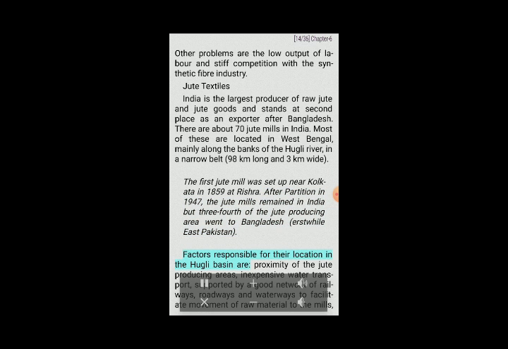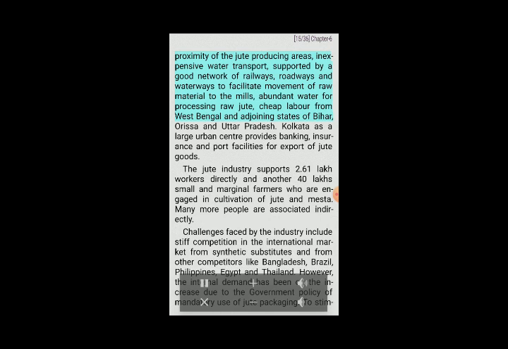Factors responsible for their location in the Hooghly Basin are proximity of the jute producing areas, inexpensive water transport, supported by a good network of railways, roadways and waterways to facilitate movement of raw material to the mills, abundant water for processing raw jute, cheap labor from West Bengal and adjoining states of Bihar, Orissa and Uttar Pradesh. Kolkata as a large urban center provides banking, insurance and port facilities for export of jute goods.